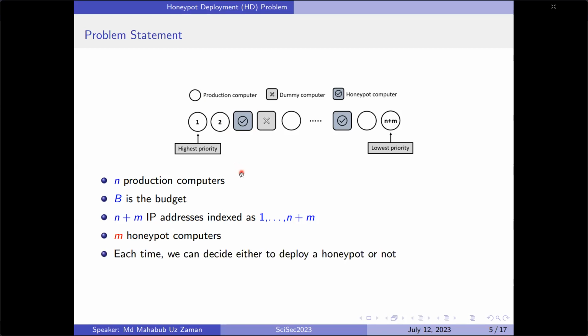For every position where a production computer is fixed, like IP address 1 with production computer 1, I cannot make any decision. But when it is the third position, there is a honeypot computer location, and there I have a decision to make. We can decide either to deploy a honeypot or not. If we deploy the honeypot, then we incur some cost Bj. If we decide not to deploy a honeypot, then we call that IP address empty, or a dummy computer. It doesn't incur any cost, but that position is fixed.